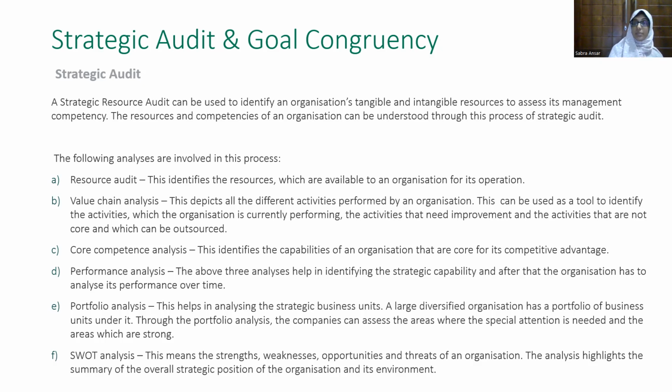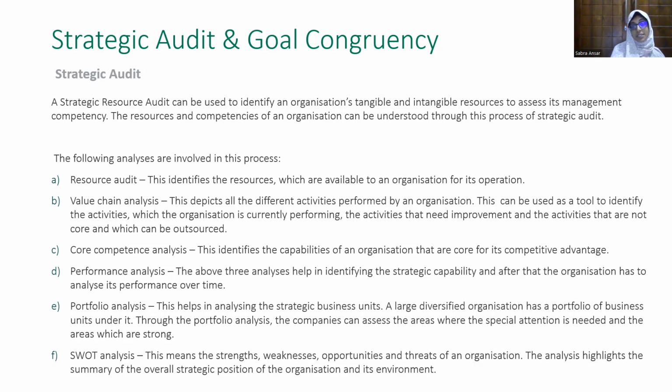What will be done in a strategic audit? Let's see how it goes. The following analyses are involved in the process. The first one is the resource audit, which identifies the resources available to the organization and its operations. Then the value chain analysis covers all the different activities performed by the organization. It is a tool to identify the activities the organization is currently performing, the activities which need to be improved, and the activities that are not core and can be outsourced as well.